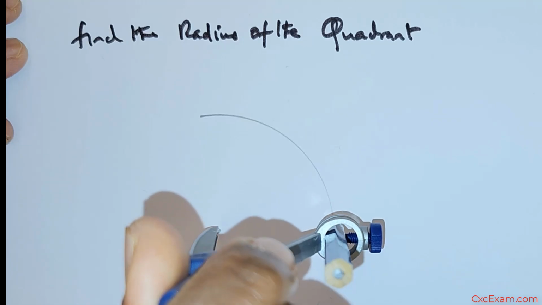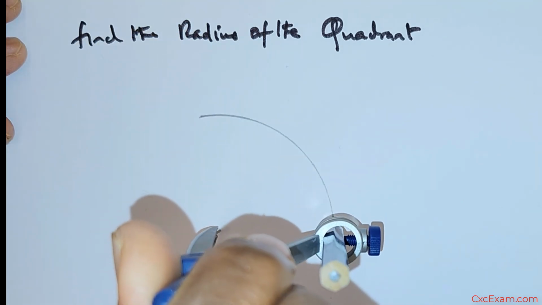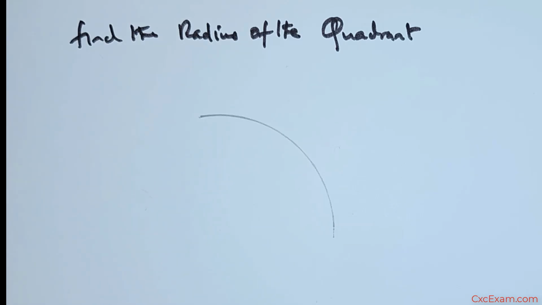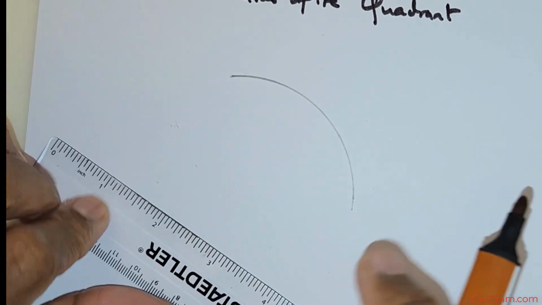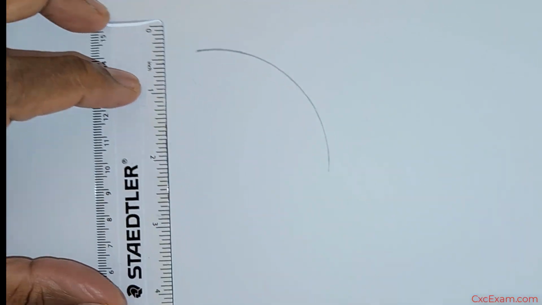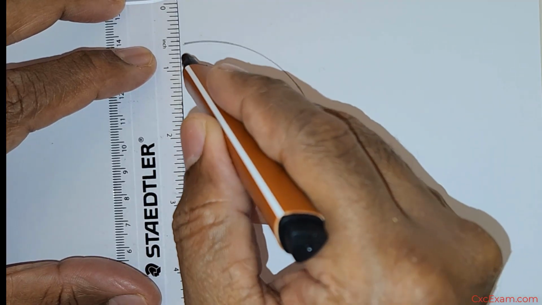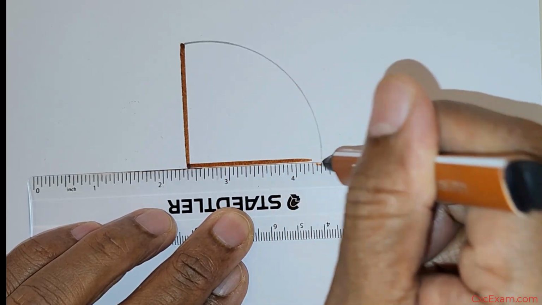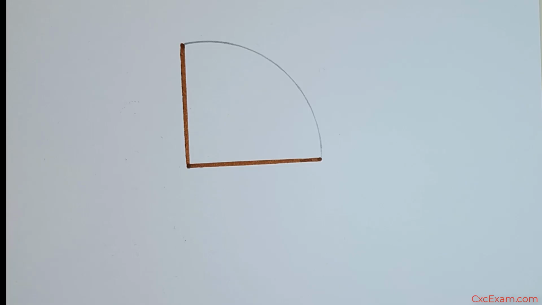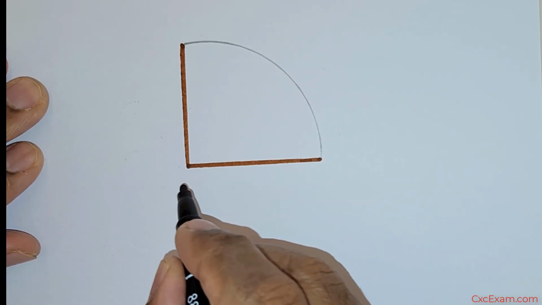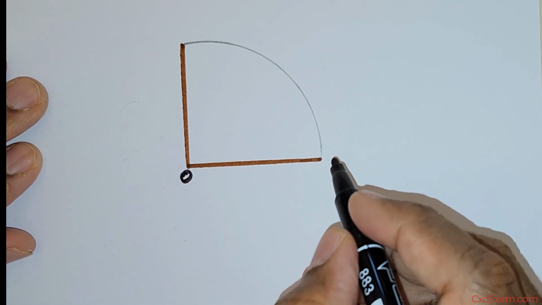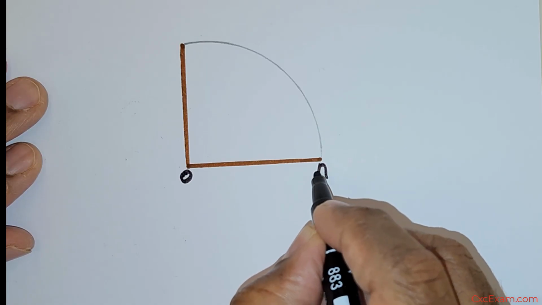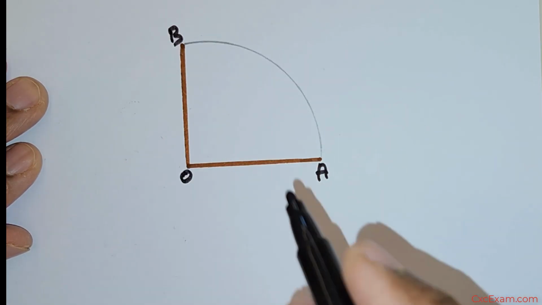So, let me draw that. Okay. So this would be the radius. Okay, all right. So this is taken as O. I'm going to take this point as A, this point as B.